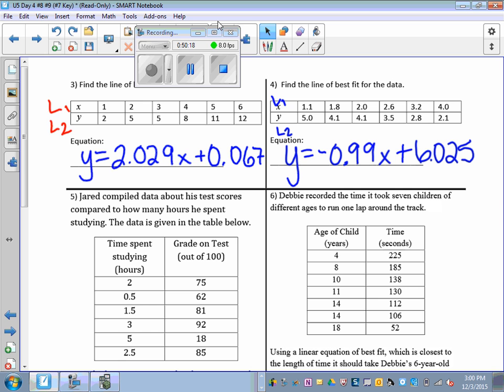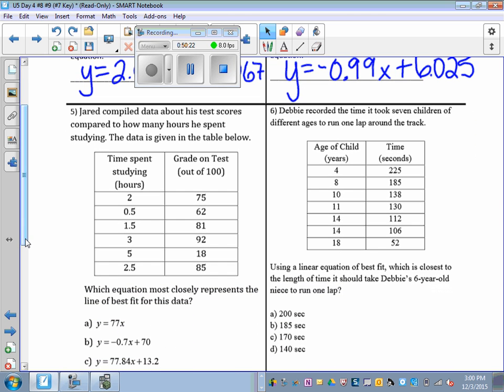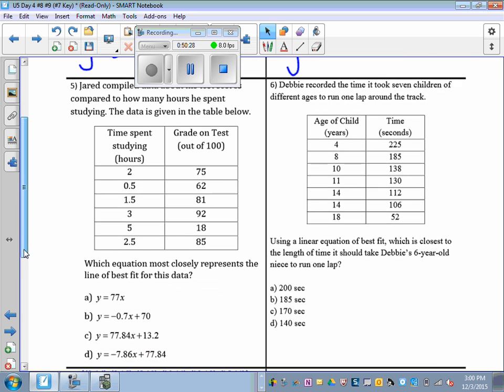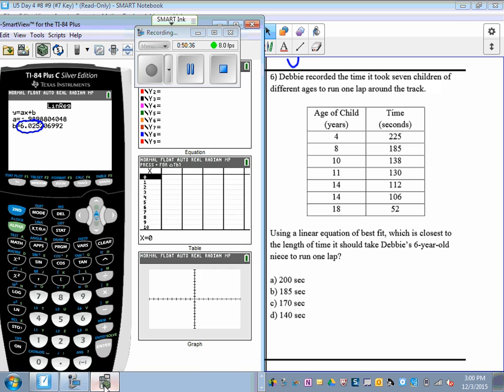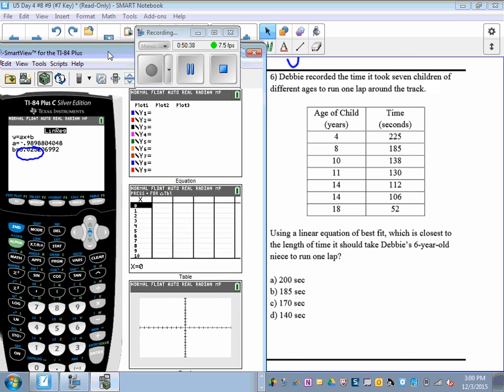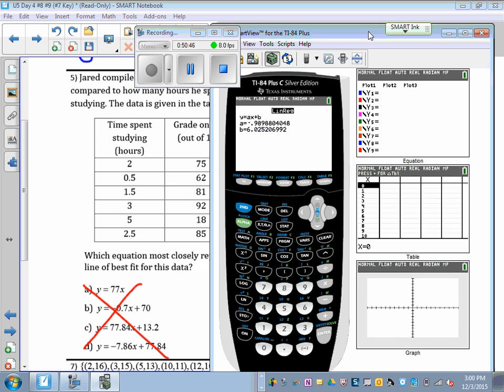Alright, the next ones are the same idea. The first one here asks which equation most closely represents the line of best fit for this data. These answer choices are actually incorrect, apologize for that. So again, we do the same thing, where we put our X's in L1 and our Y's in L2. Okay, and then let's take a look at the next one, number 6.